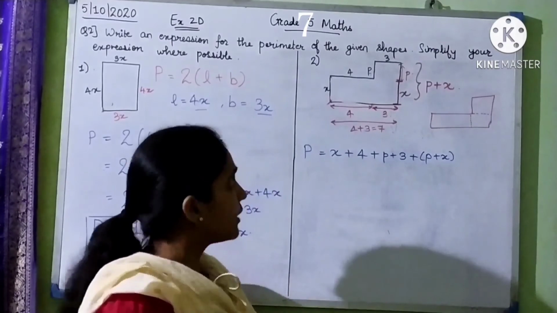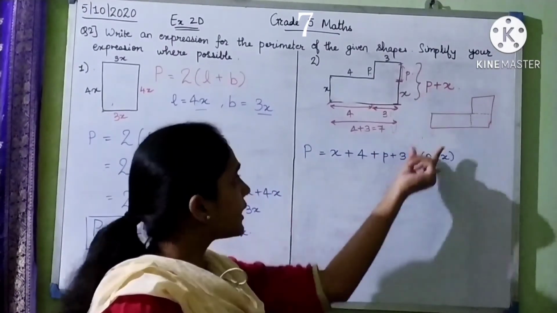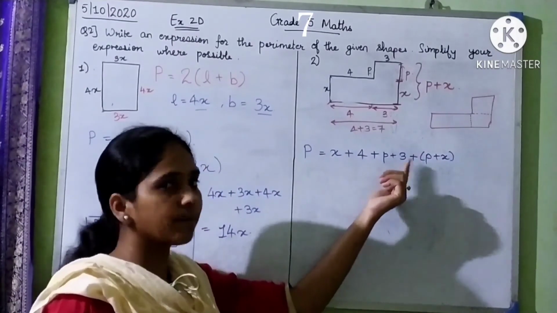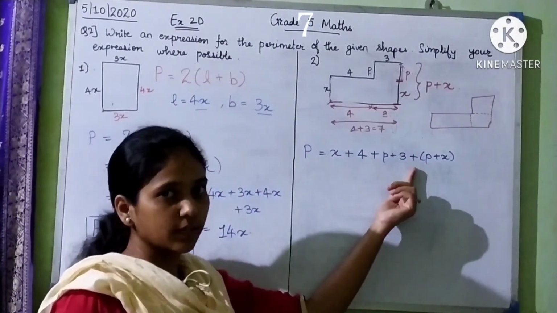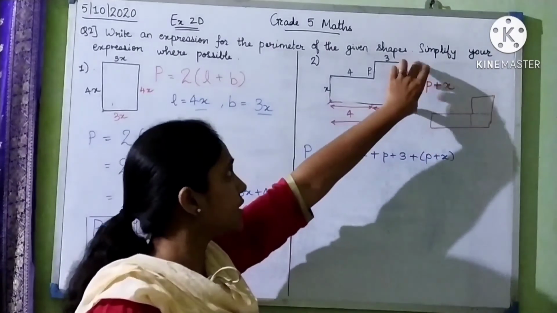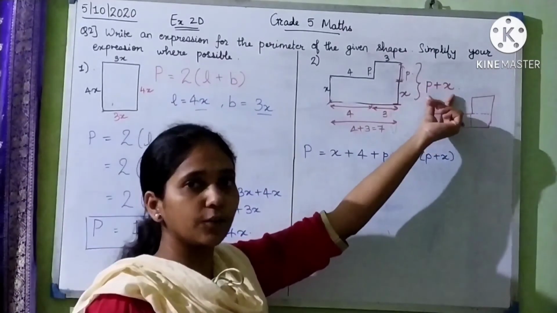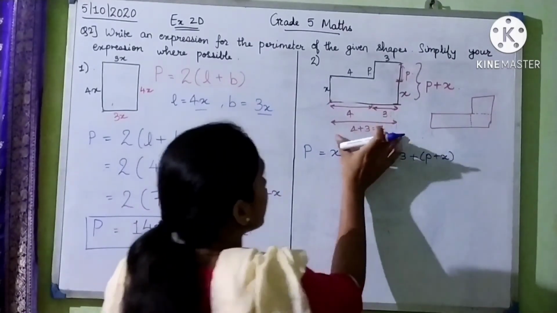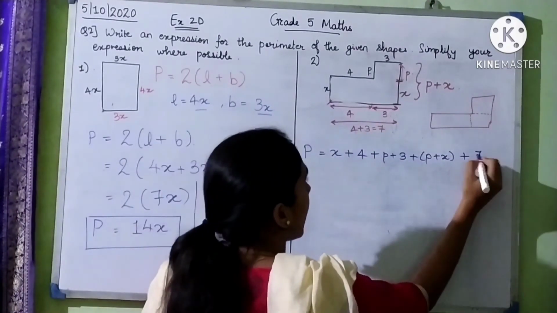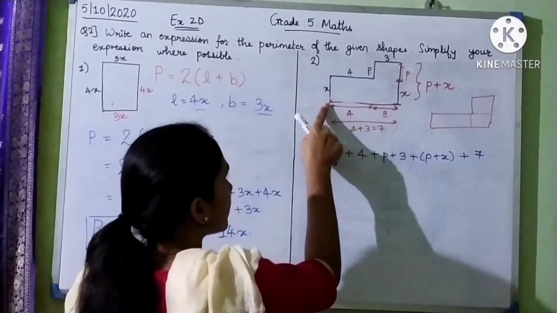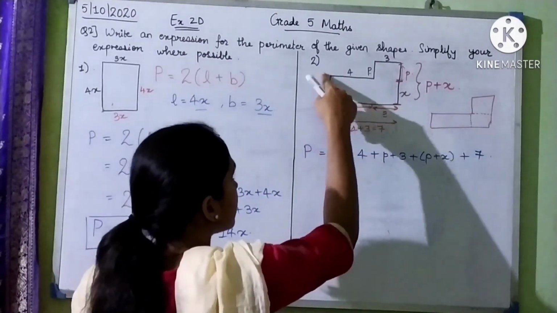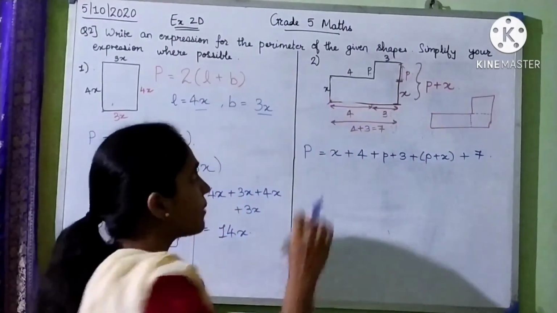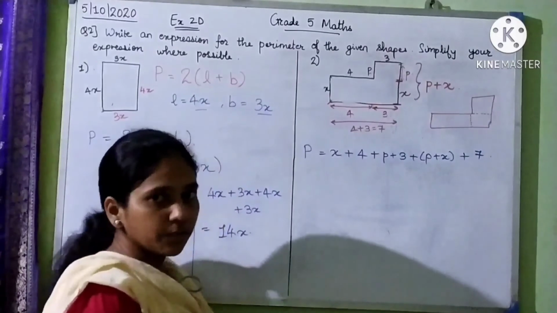I write it in bracket. It doesn't matter when there is a plus sign outside, but it matters when there is a minus sign outside. So whenever you write the total distance, if there are two terms in it, you put brackets for it. Now the last one, this total is 7. So I add 7. I started from here, went this side, and from here I have come back to this point. So I have covered all the sides of this figure.